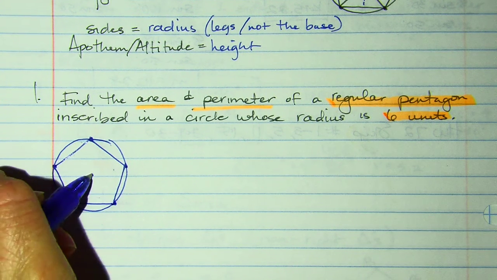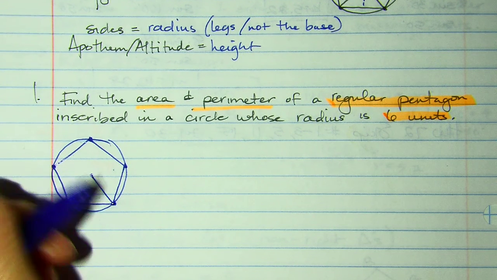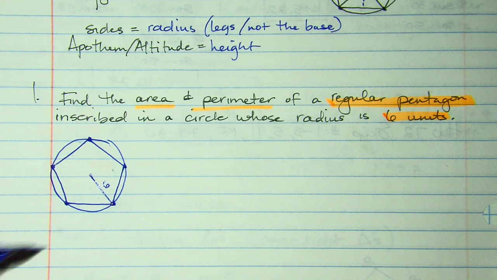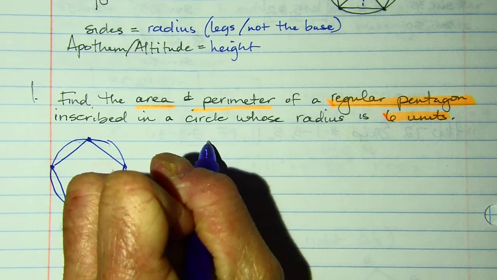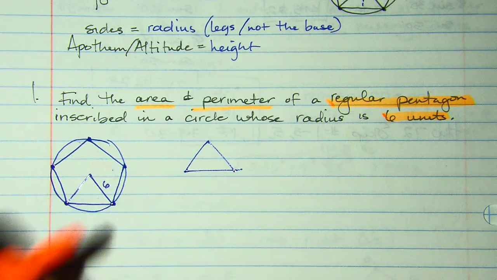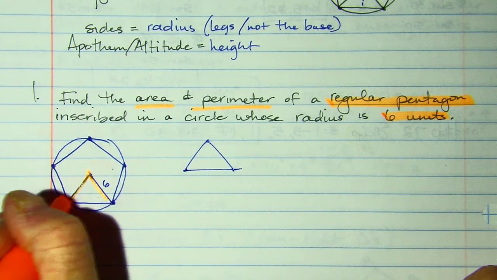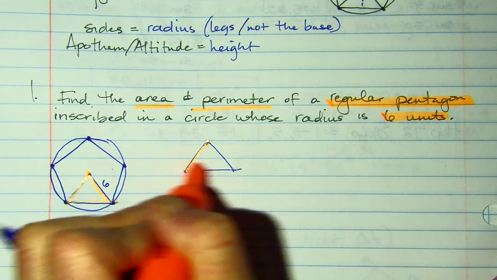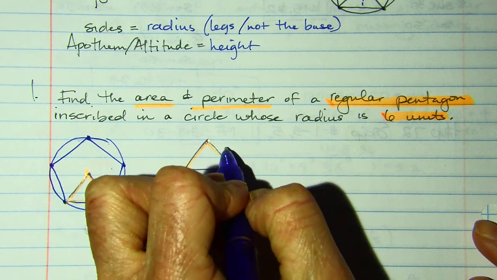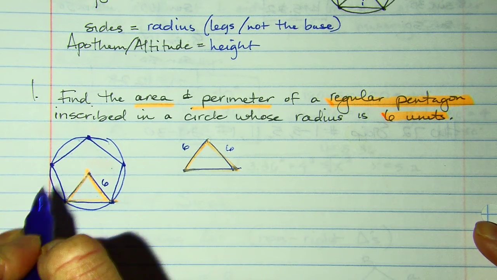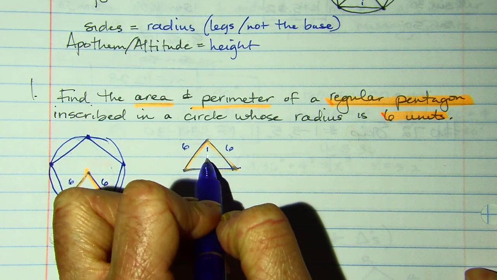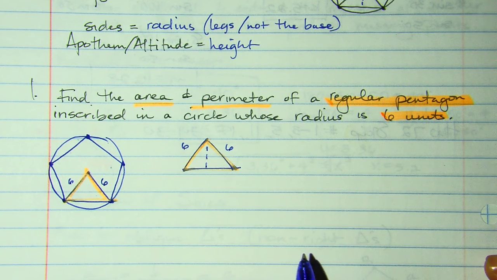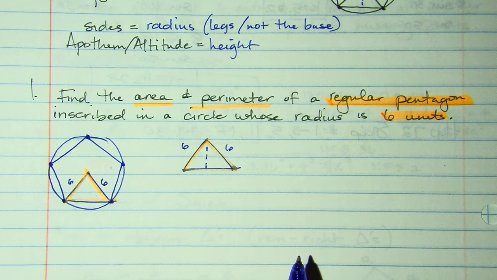So I'm going to start with, I know they have told me my radius is 6. And so I'm going to draw one of these triangles out here. So I'm redrawing this triangle here. So if this is 6, this is 6, right? Because my radius is 6. I don't know the height. I have to find the height, and I also need to know what the base is.